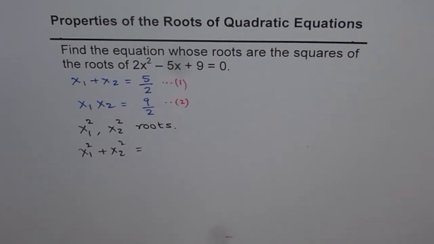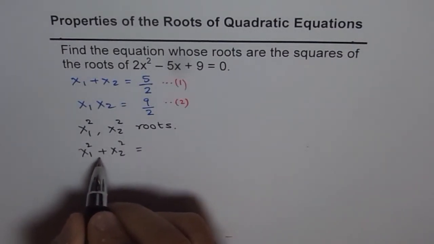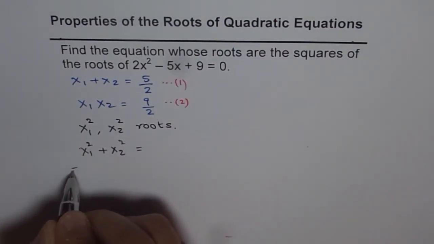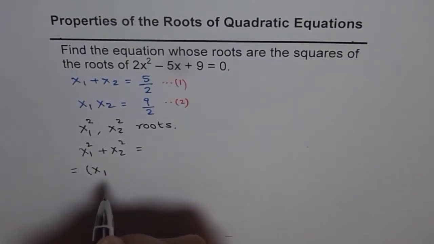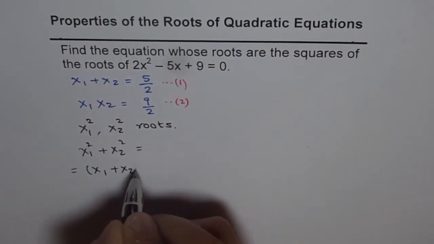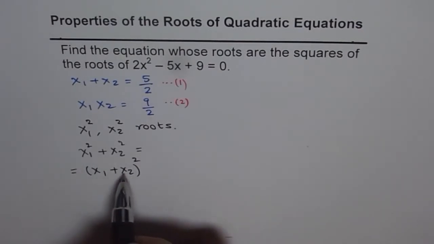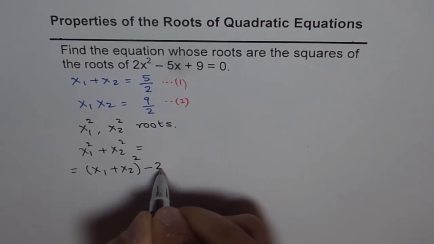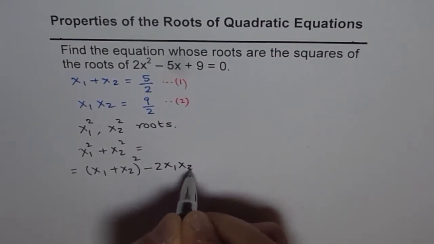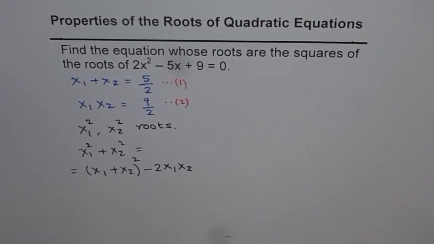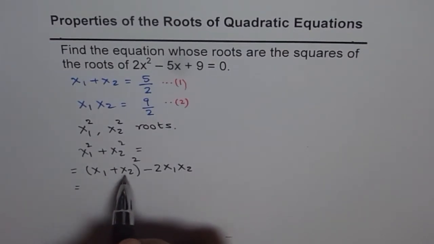Well, we can use the property that x1 plus x2 whole square is x1 square plus x2 square plus 2ab, which is 2 x1 x2. So if we take away 2 times x1 x2, we get x1 square plus x2 square. You get it? So that's the trick involved here. This is the strategy.